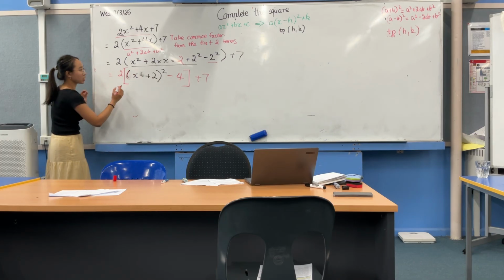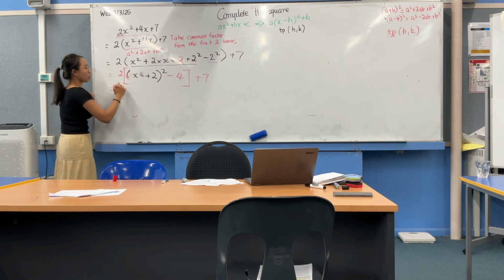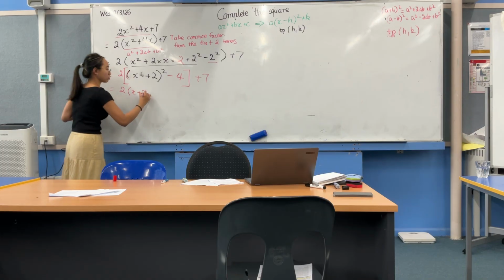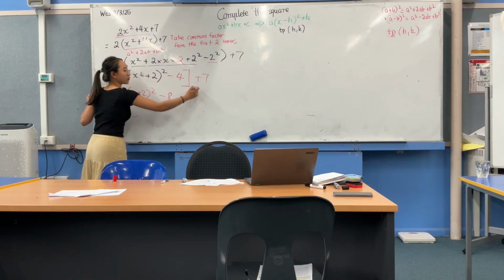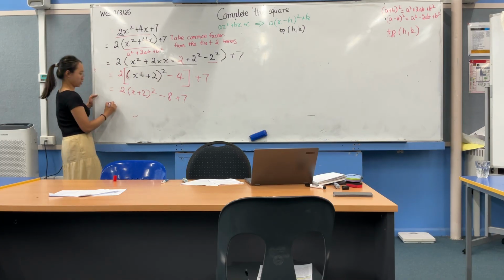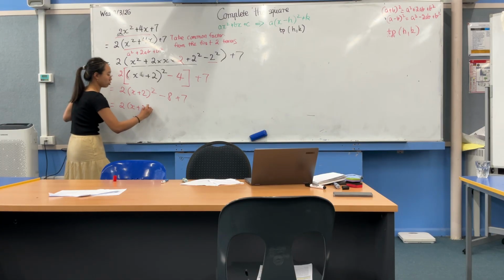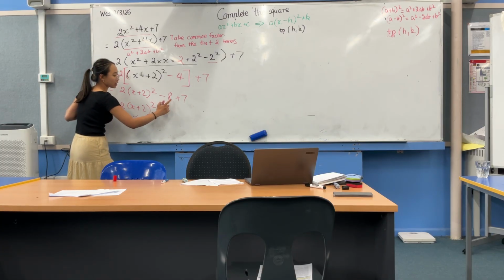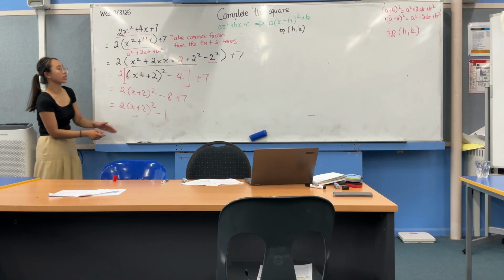Now in order for me to bring the negative 4 out the front, I just have to multiply by 2. So I get 2(x plus 2) to the power 2, minus 2 times 4, which is 8, and then plus 7. You'll have 2(x plus 2) to the power 2, minus 8 plus 7, which is negative 1. Does it look like this form here?